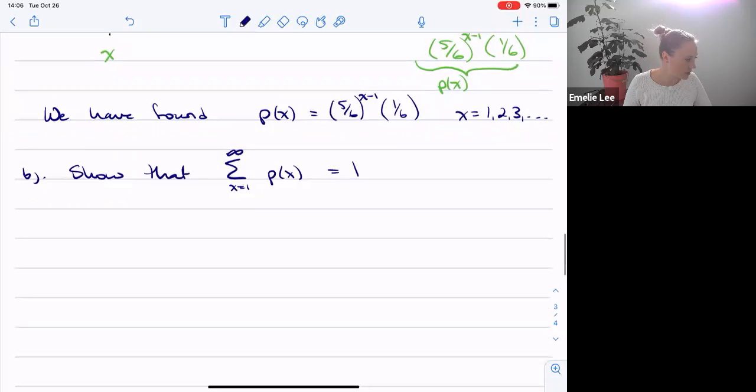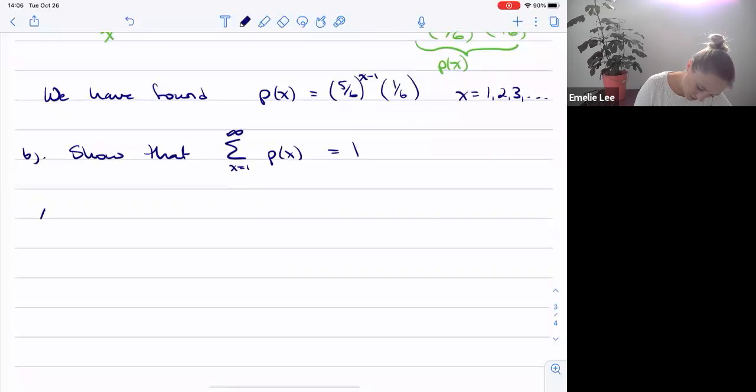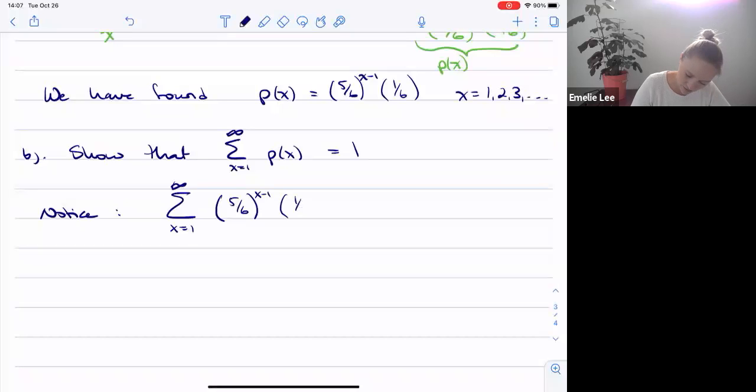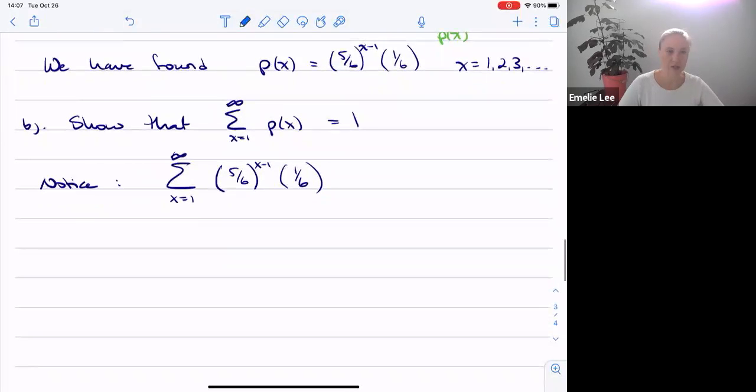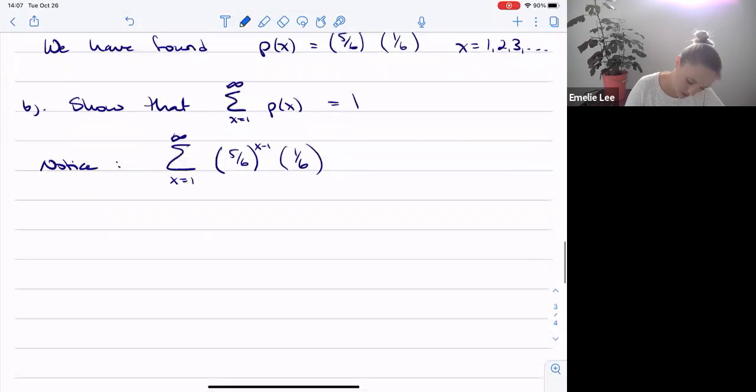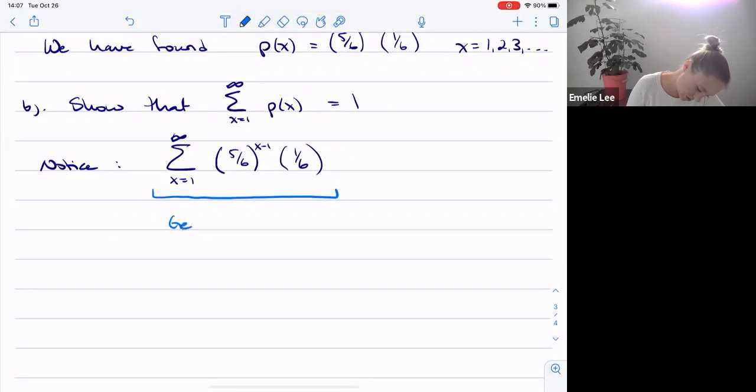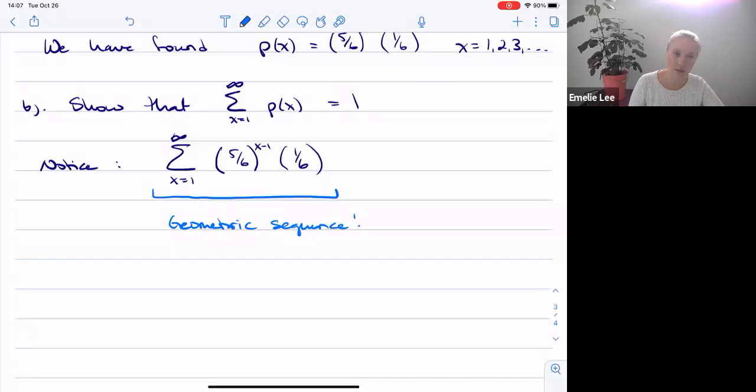Okay? And so if we look at this, notice that if I have the sum from x equals 1 to infinity of p of x, which is 5 over 6 to the x minus 1, times 1 over 6, this is a geometric sequence.